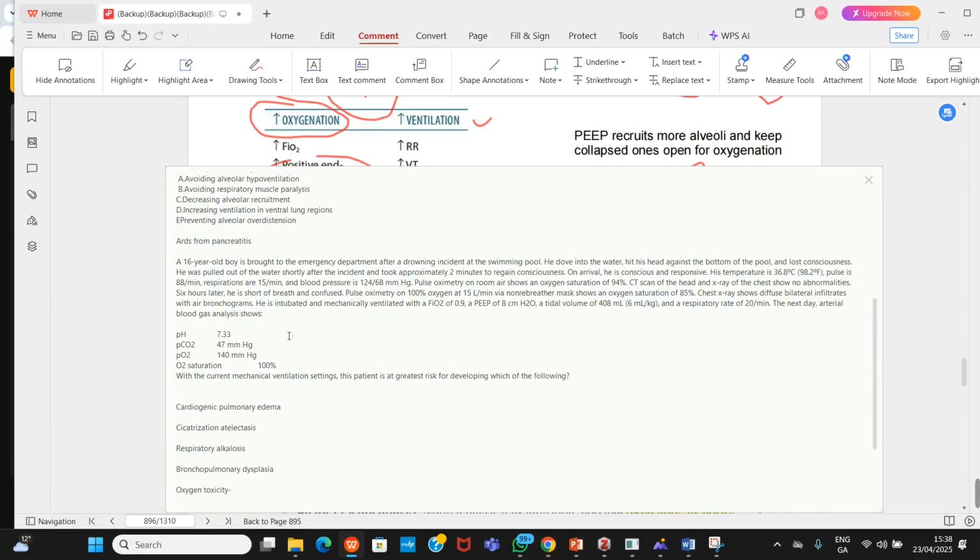Temperature is 36.8. Pulse is 88. Respiration is 15. Blood pressure is 124. Pulse oximetry on room air shows oxygen saturation at 94%. A CT scan of the head and X-ray of the chest show no abnormality.